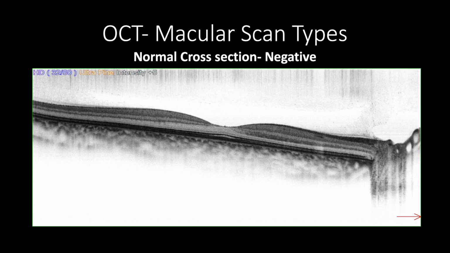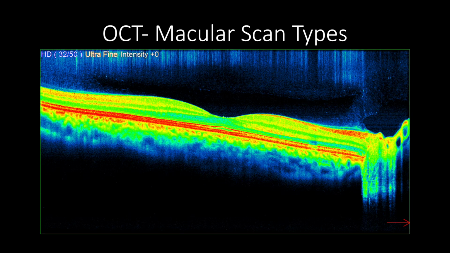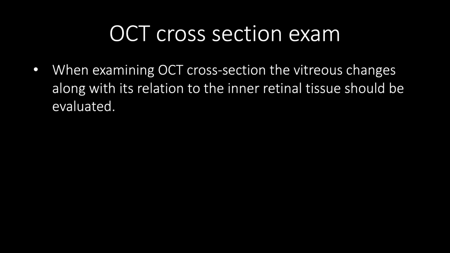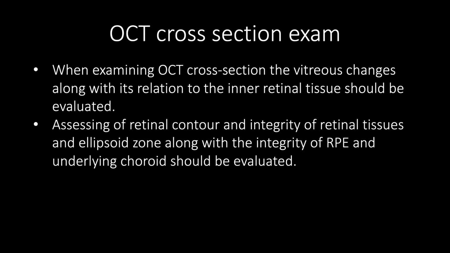The clinical application of pseudocolor OCT is to identify the difference in reflectivity between retinal layers in a color-coded manner. So red-white indicates high reflective tissue, black and blue indicate low reflectivity, and green indicates intermediate reflectivity. When examining an OCT cross-section, the vitreous changes along with their relation to the inner retinal tissue should be evaluated, assessing the retinal contour and integrity of retinal tissue and ellipsoid zone, along with integrity of the RPE and underlying choroid.